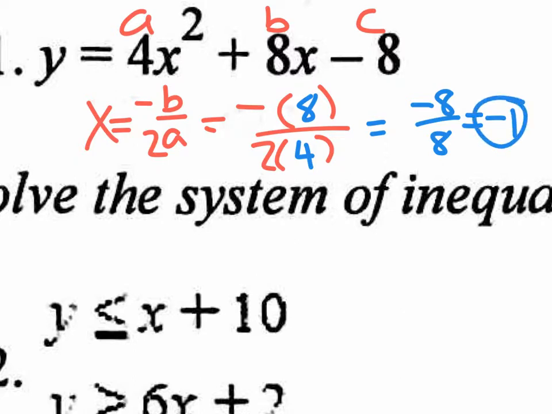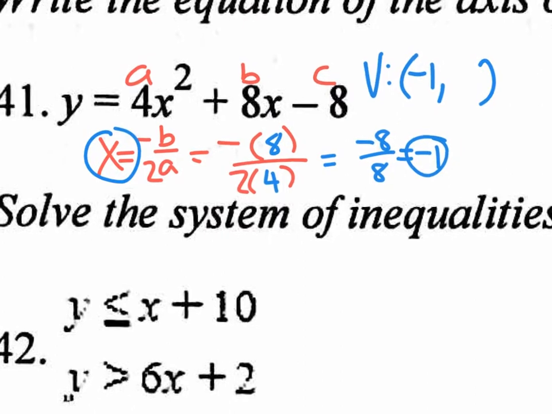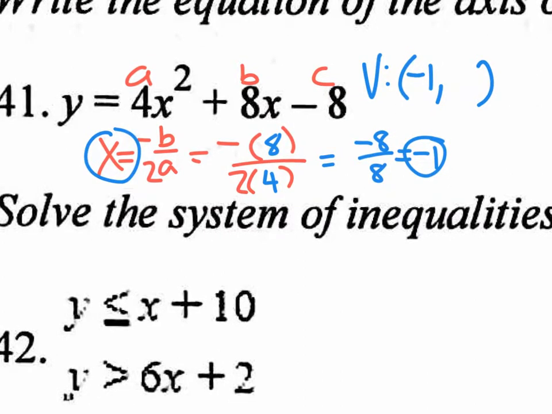So what did we just find? We found the x value of our vertex. So if I were trying to graph this thing, first thing to do is to find the vertex, and so far we found the negative 1 for the x. How do I find the y value? You plug it back in, right? And you solve it. But ladies and gentlemen, they're not asking for the vertex. They're asking for the axis of symmetry. And guess what? The axis of symmetry is simply the equation x equals the x value of your vertex.